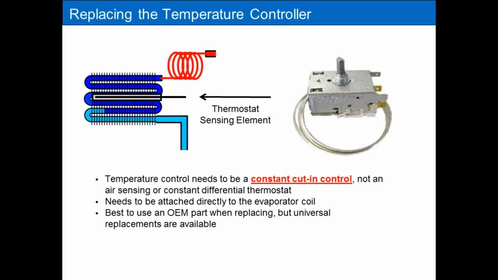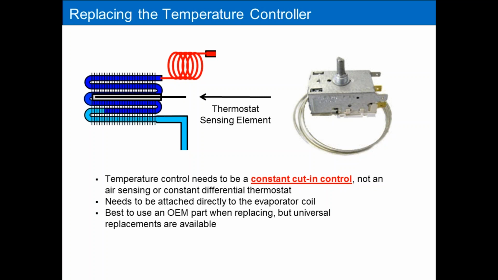If you determine it is the temperature control, remember it's a constant cut-in temperature control. Make sure you replace it with a constant cut-in temperature control, and when you can, use the OEM replacement. This way you're getting the right temperature range. They do make universal ones on the market that do work, but you've got to make sure they work within the temperature range that you need. So you might have to do some research to find out what is the right universal one. But when in doubt, get the OEM one.